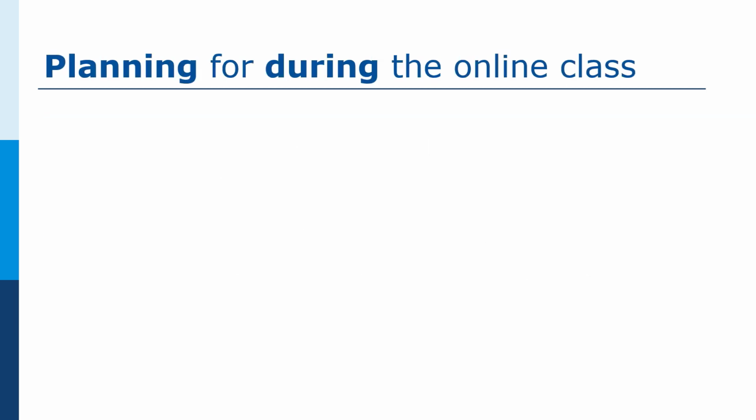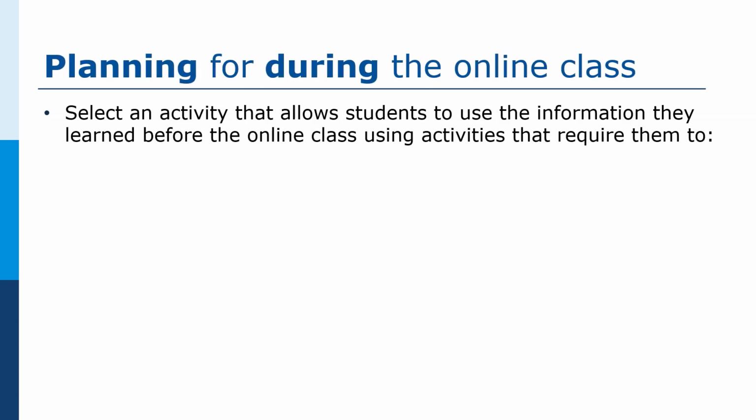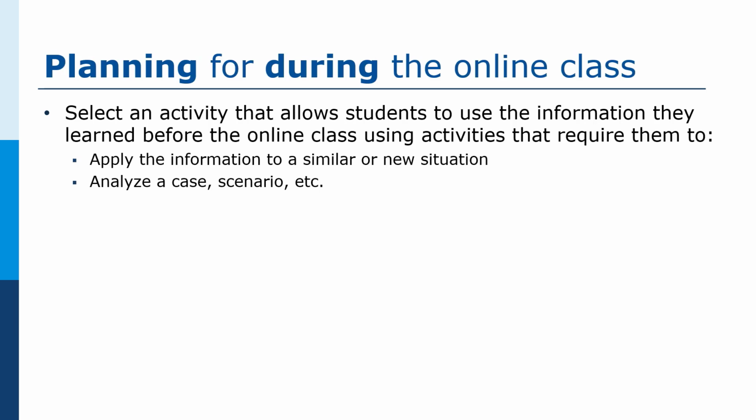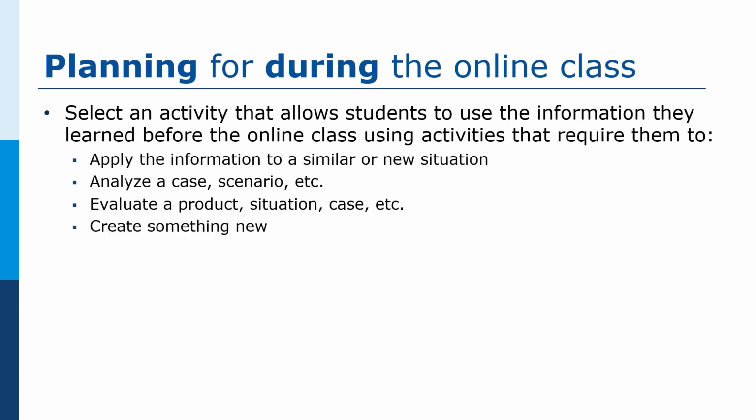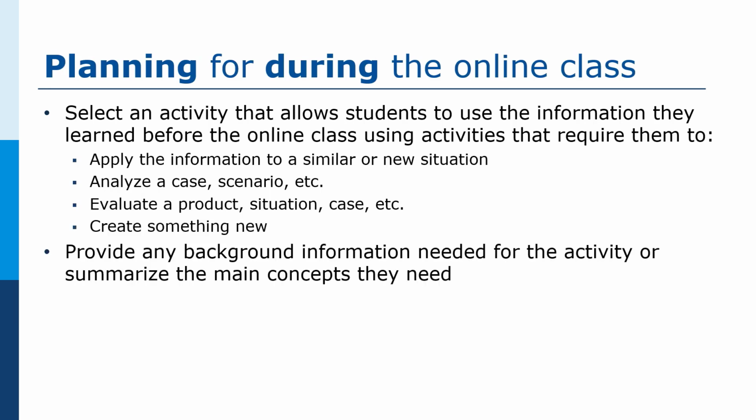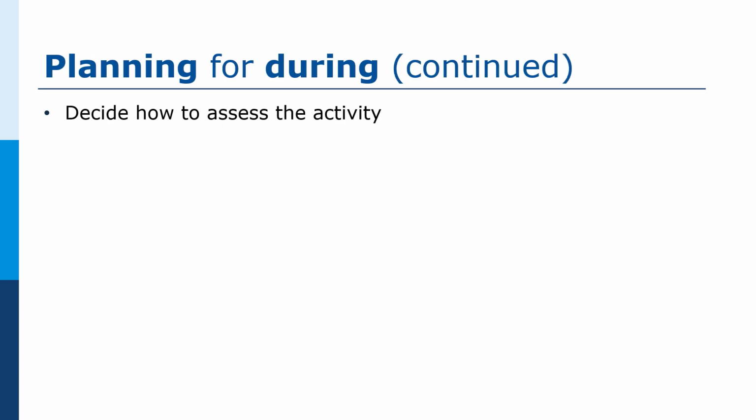Now, how are you going to plan for this? Well, first you need to select an activity that allows students to use the information they learned before the online class, using activities that require them to either apply the information to a similar or new situation, analyze a case or scenario, evaluate a product, situation, case, etc., or have them create something new. You're going to have to provide any background information needed for the activity, or summarize the main concepts they need. And then you can explain the activity in terms of what they're supposed to do. You'll also need to decide how to assess the activity.